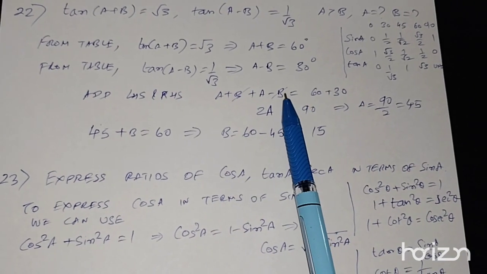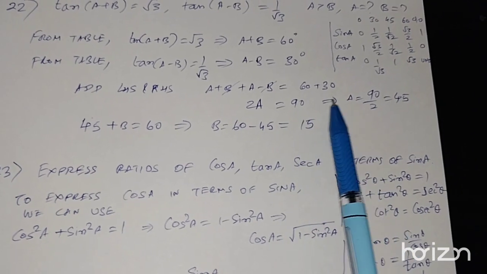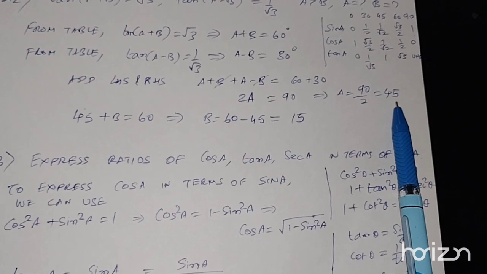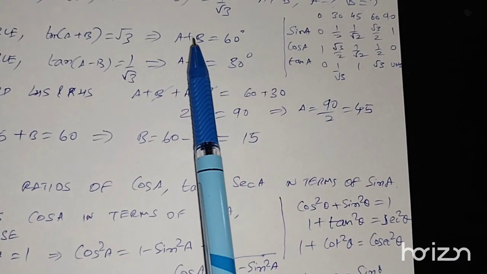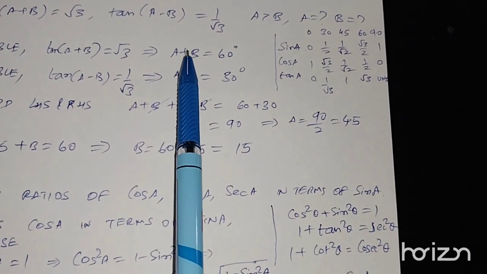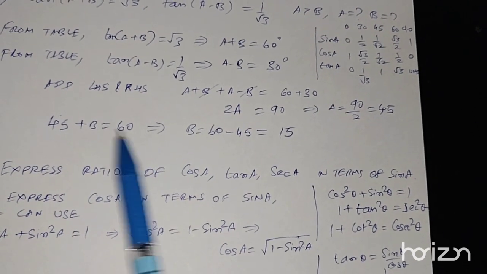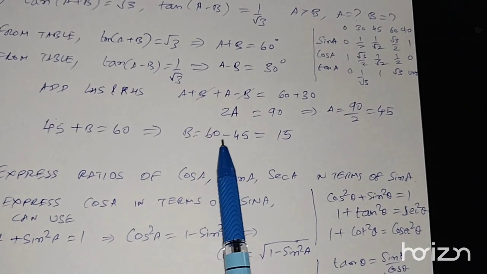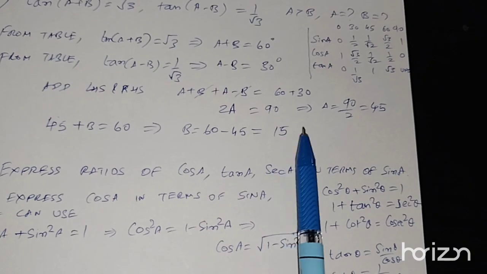Now B minus B will cancel out, 2A will remain, 60 plus 30, 90 will remain, which means if you send the 2 to the denominator, A is equal to 90 by 2, which is 45. Okay, so we got the A value as 45. Now you can substitute the value of A in one of these equations. So 45 + B is equal to 60. To get B, you send the 45 to the other side of the equal sign, it will become minus. So B is equal to 60 − 45, that is 15. Okay, so A is 45 and B is 15.